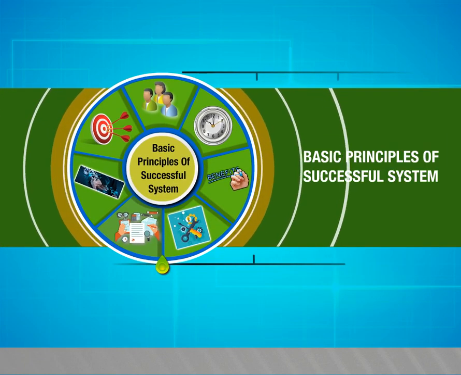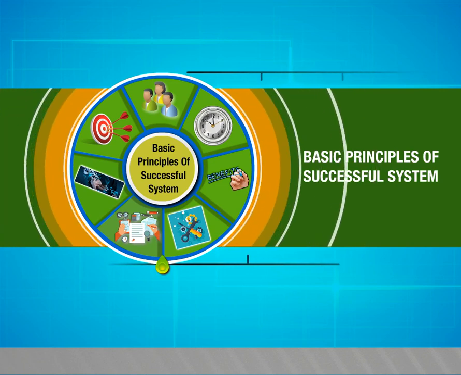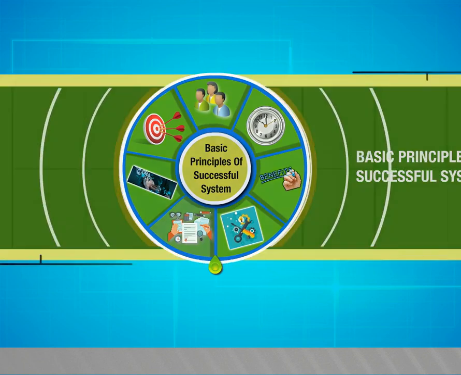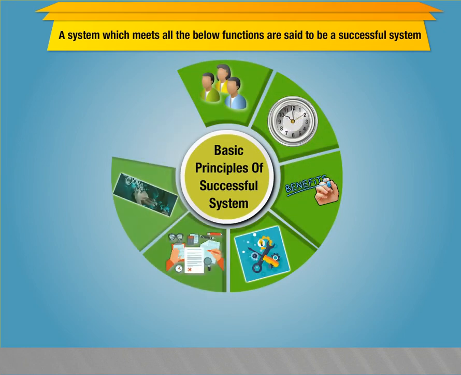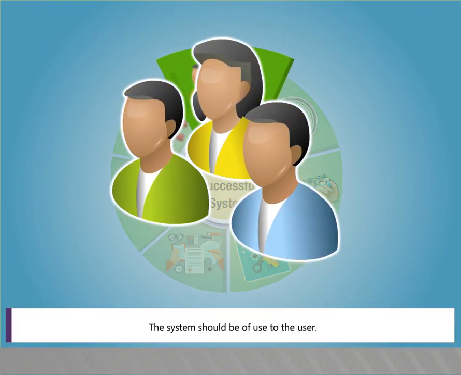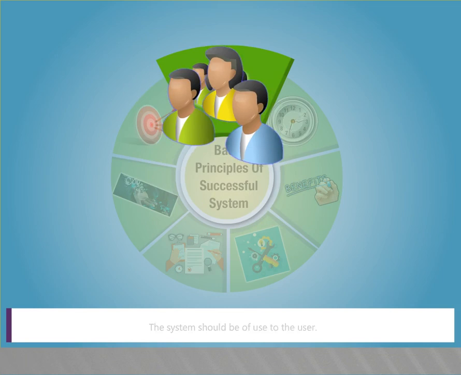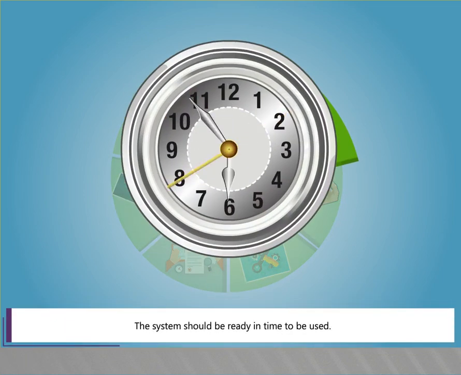Basic principles of successful system. In this video, we are going to see about basic principles of a successful system. A system which meets all the below functions is said to be a successful system. The system should be of use to the user. The system should be ready in time to be used.